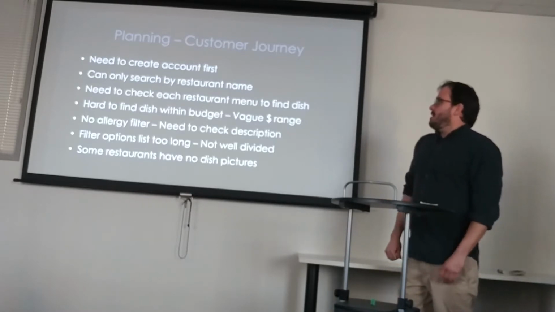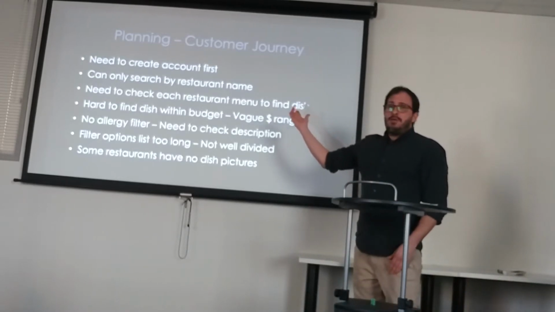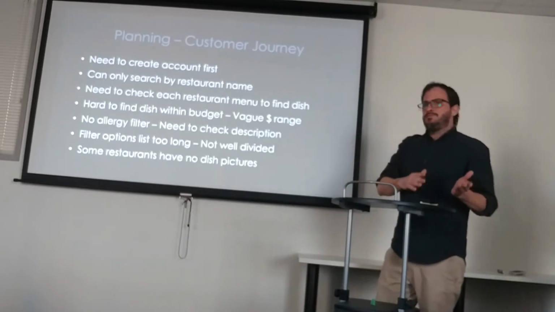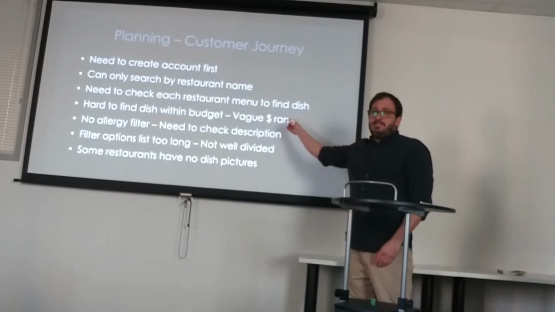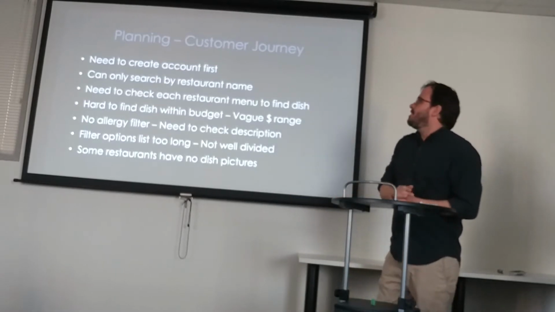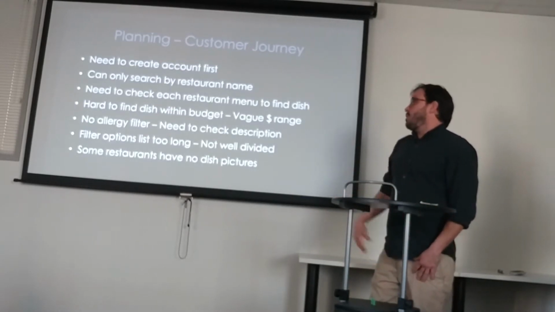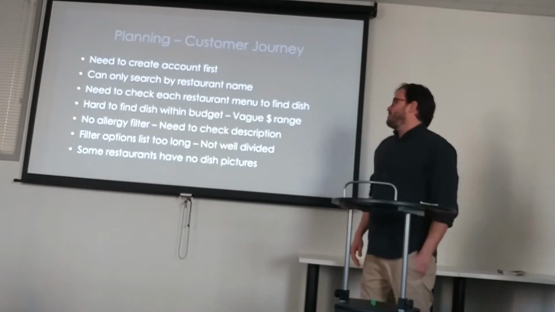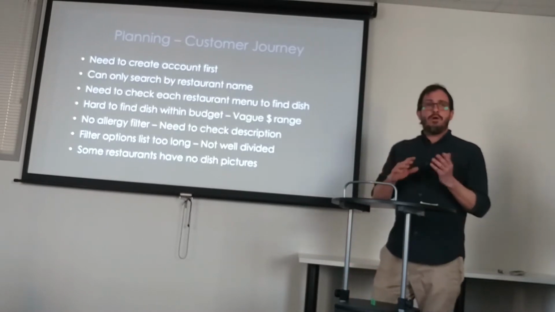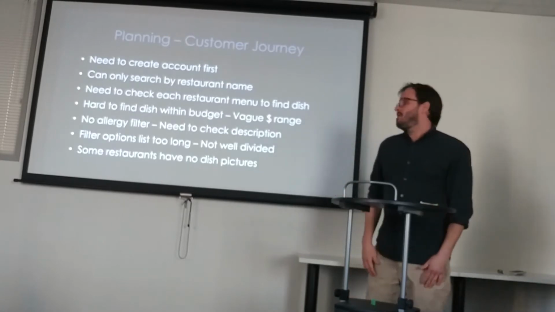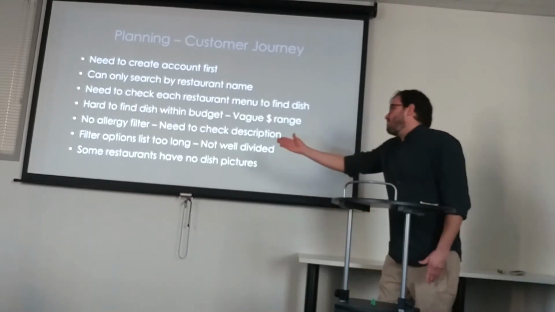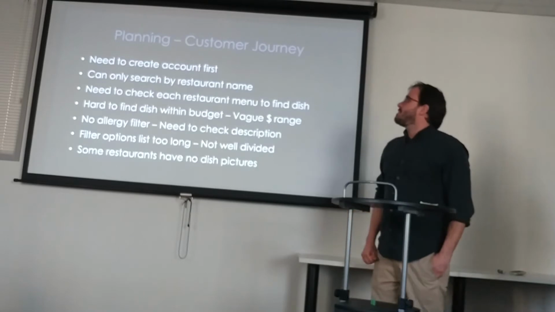Makes more sense. They can only search by restaurant name. Now you can put both food specific and restaurant name. Need to check restaurant menu to find a dish. Here you can go straight to your dish. No allergy filters, and filters options list is too long. It's not well divided. We put it in a way that we're going to see that's really clean and well divided and fine to use. Yeah, and some restaurants have no dish pictures.